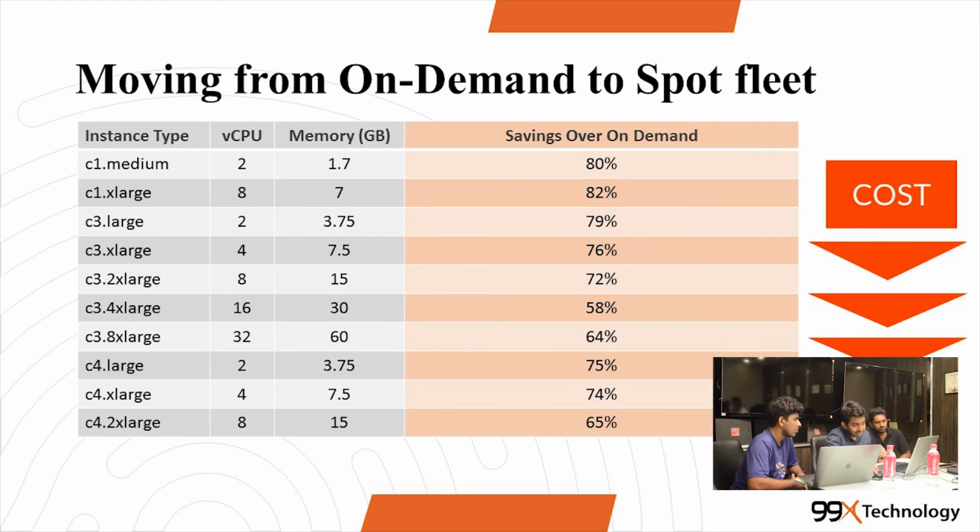Now, the thing is, they are way cheap, right? Just take a look at this example. Yes, I was wondering why these are on average saving over 70%, right? That's true. For example, C1 medium with 2 CPUs and 1.7 memory, if you compare on-demand and spot instance, you get like 80% cost saving. How awesome is that?